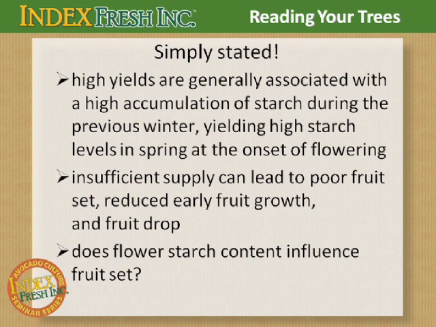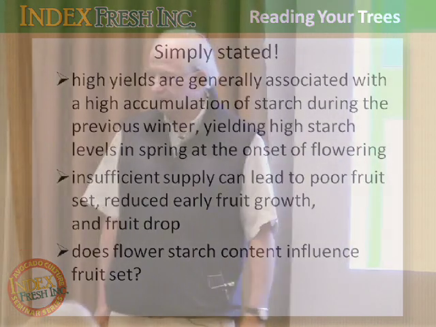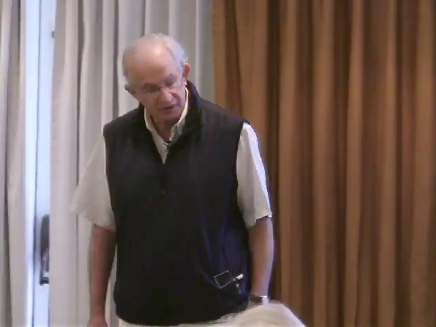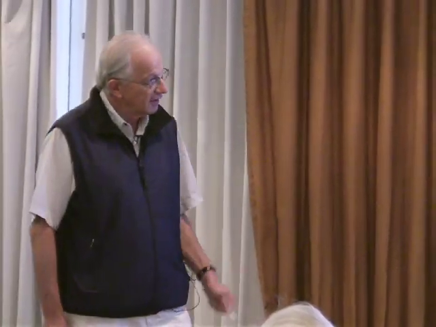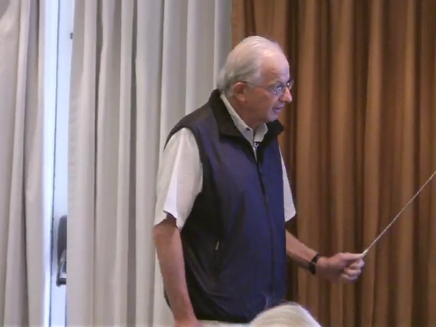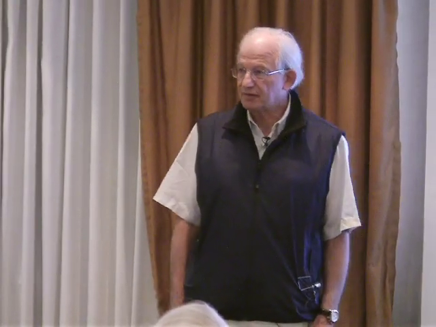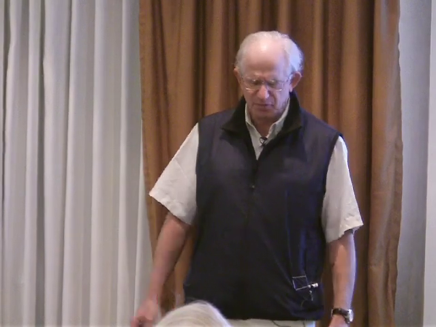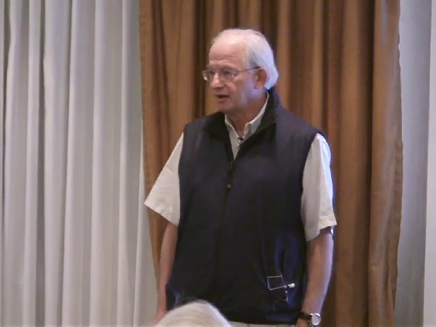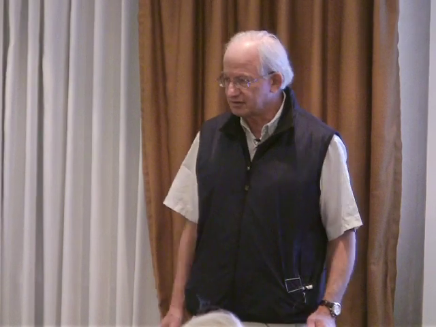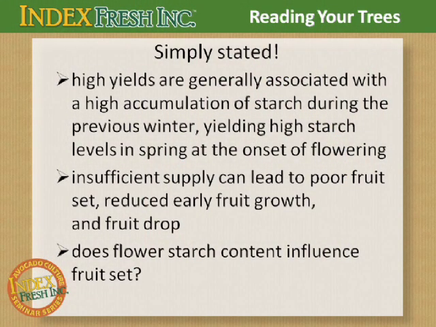Correct. So when you go into some of the groves, I haven't been to groves in this region, but we've been to groves in Ventura and north of Ventura, and some of the trees are yellow. Now, what is the point of having yellow trees when it's a time when you can accumulate starch to prepare your trees for spring? And secondly, he says in his thesis, insufficient supply can lead to poor fruit set, reduced early fruit growth, and fruit drop.